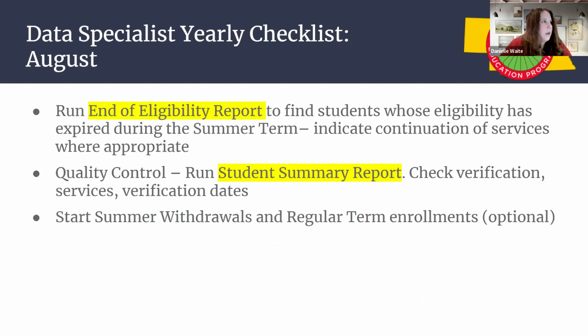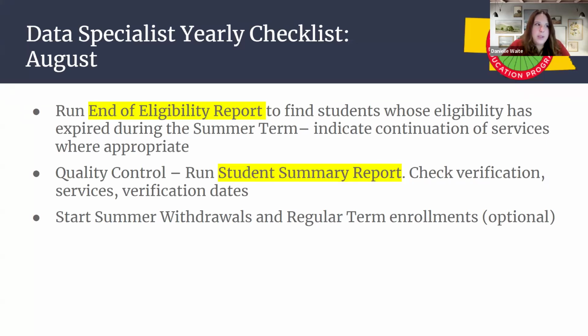And then in August, another end of eligibility report to find students whose eligibility has ended during the summer term, and indicating continuation of services if appropriate. This is a good time to run some extra quality control.